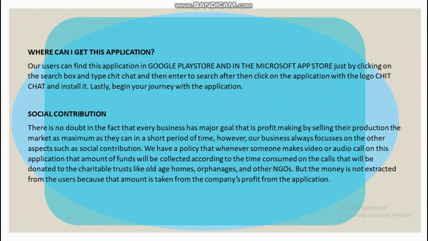So where can I get this application? Our application can be found in the Google Play Store or in the Microsoft App Store. You just have to go to Google Play Store or any other place where you download applications. Just type chit chat and you will see an icon. Click on the icon, install it and use it.